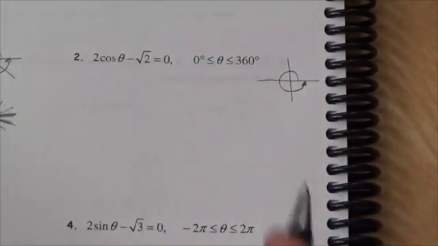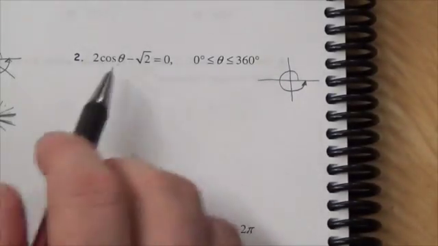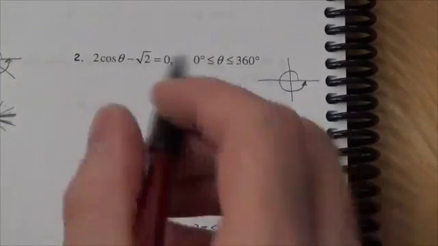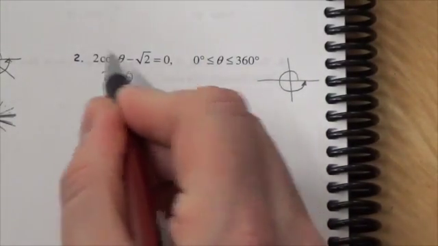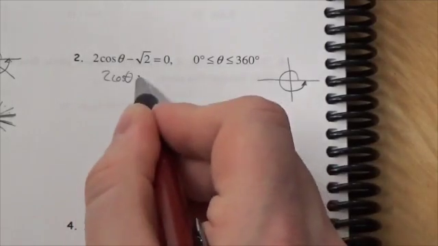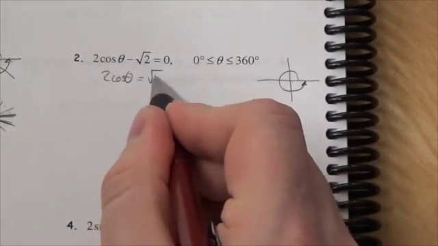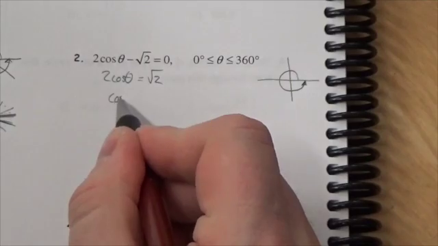Now, I have to do a little bit of work here to get the cosine by itself. I need to isolate the cosine before I can start solving this. First of all, I've got two terms here. I'm going to bring the term that doesn't have the cosine in it over, so I'll bring over the root 2. Now I'm going to divide by 2.